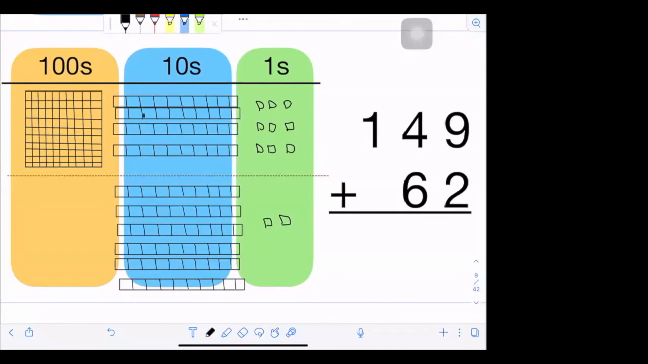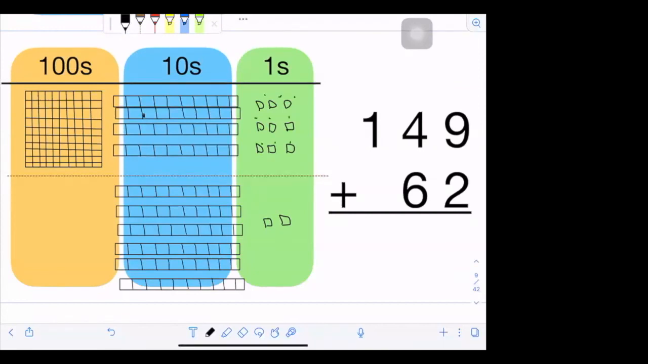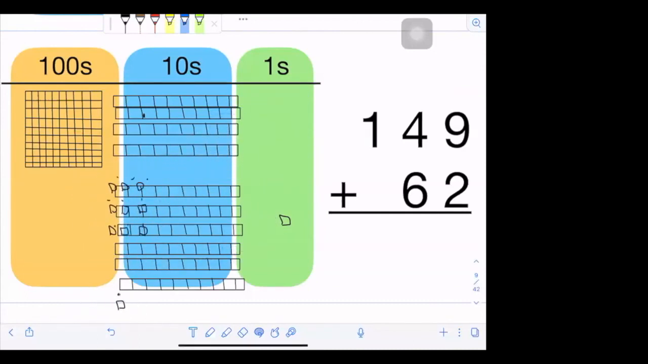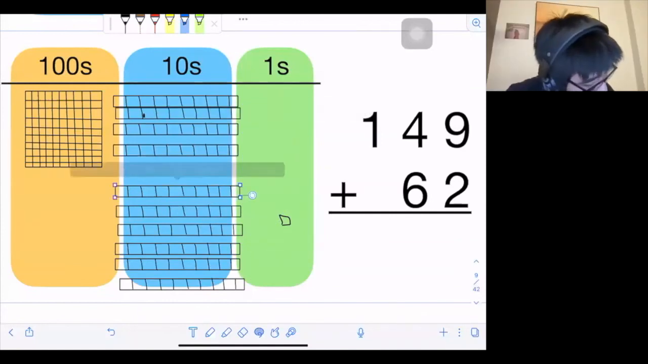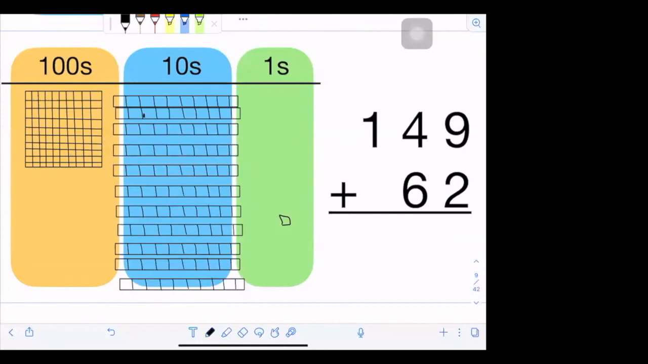Then po, ika-count natin etong ones place. So 1, 2, 3, 4, 5, 6, 7, 8. Wait. 3, 6, 9, 10. So yung 10 po na nabuo from ones place, ililipat po natin sa tens place. Okay. So gawin muna natin yan. Ililipat sa tens. So i-delete ko muna to at maglagay na lang ng bagong bar. Okay. Tapos 1, 2, 3, 4, 5, 6, 7, 8, 9, 10. So yung 10 po na tens ay ililipat po natin as 100 dito sa hundreds place.